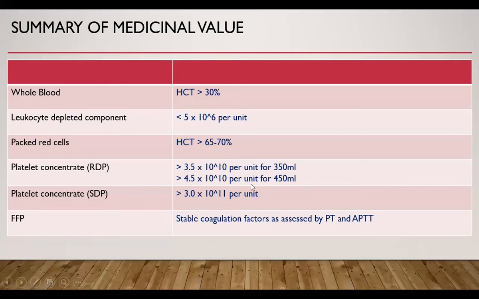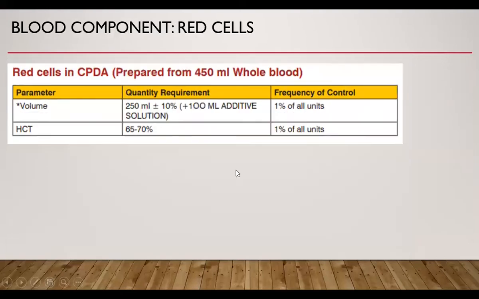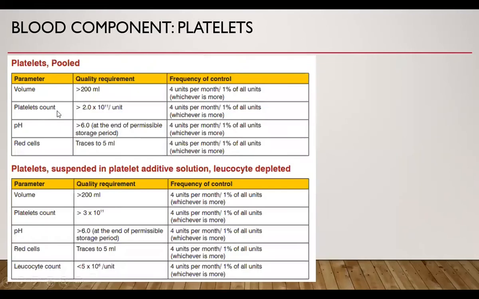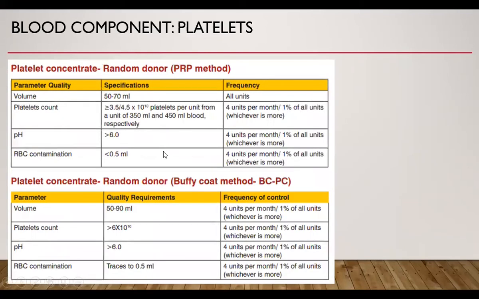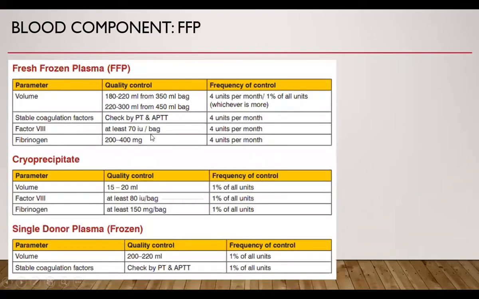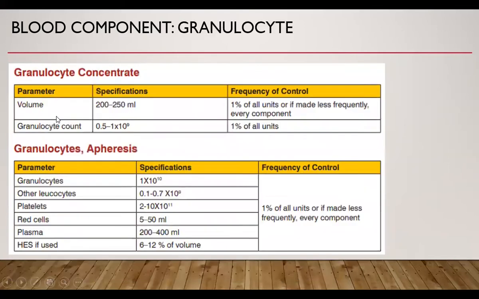And these are the standards for blood component. This is for red cell. This is for red cell for intrauterine transfusion. This is red cell for exchange transfusion. These are platelets. These are also for platelets. Then apheresis platelets. Apheresis platelets for pediatrics. Fresh frozen plasma, cryoprecipitate, single donor plasma, granulocyte concentrate, granulocyte apheresis.